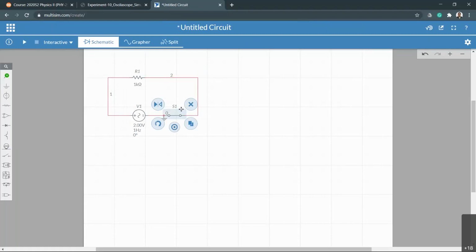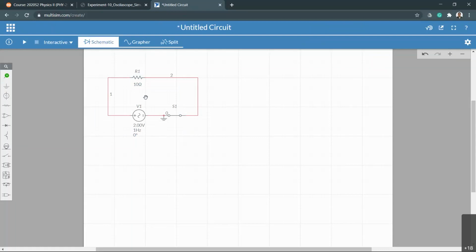Okay, you have a switch. You can close the switch by clicking here, or you can open the switch by clicking there. So I have a closed switch for this circuit to work. Now we have a circuit, and the circuit is working fine. Let's change the resistor also to a smaller value, like 10 ohm initially.